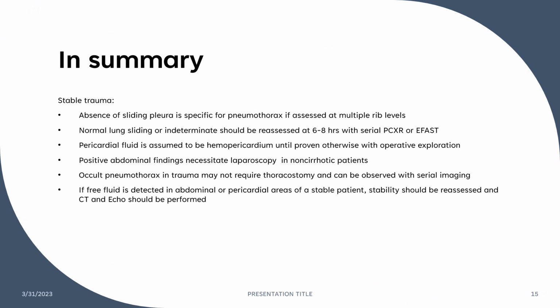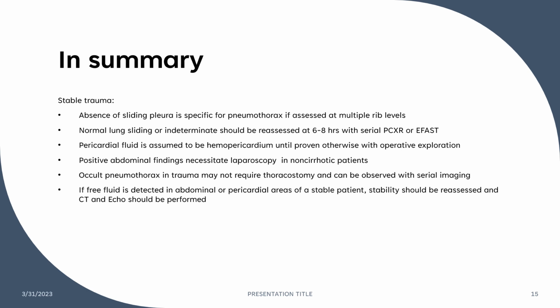In a patient that's a stable trauma, absence of sliding pleura is specific for a pneumothorax, but it has to be assessed at multiple rib levels. Normal lung sliding or indeterminate lung sliding should be reassessed at 6 to 8 hours with serial EFAST exams or portable chest x-rays, looking to see if there really is a pneumothorax there or not.